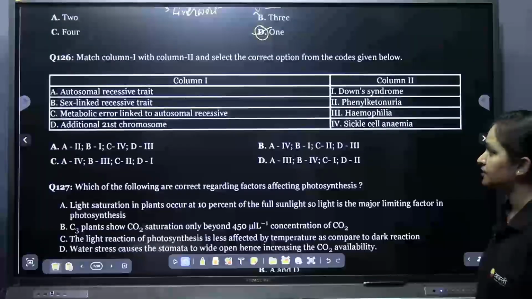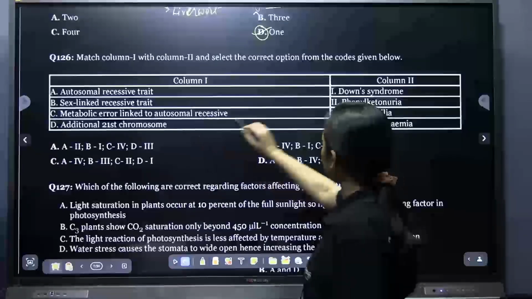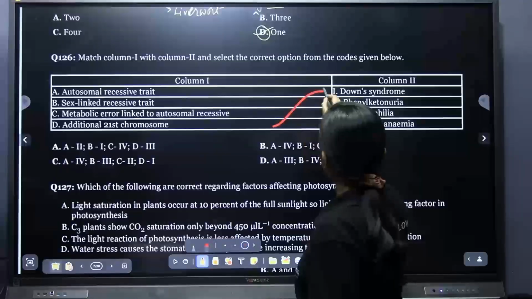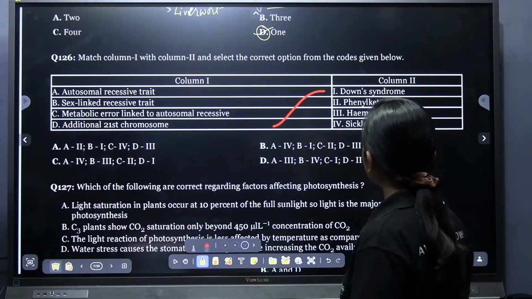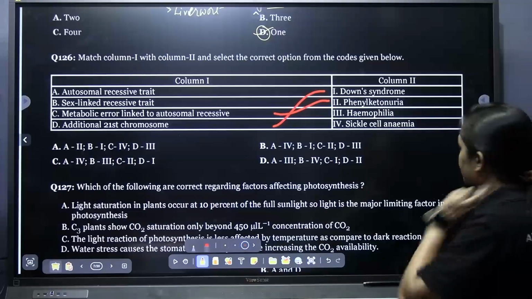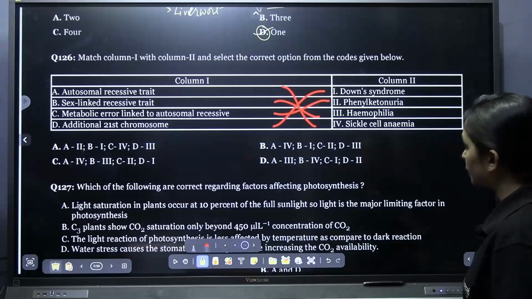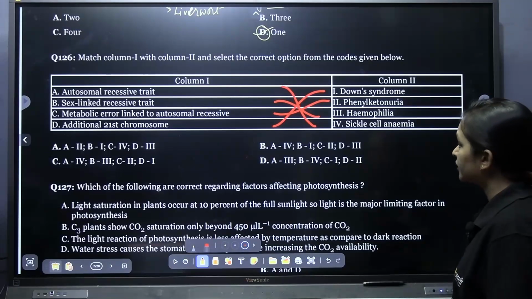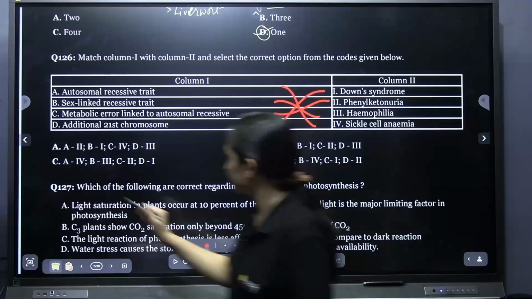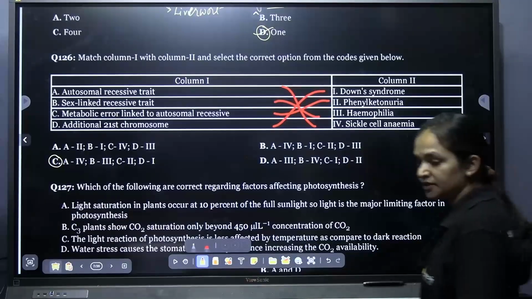Match column 1 and column 2. Okay, autosomal recessive, we will see. Additional 21st chromosome, that is trisomy 21, is Down syndrome. Metabolic error linked to autosomal recessive is phenylketonuria. Sex linked recessive is hemophilia, and autosomal recessive is sickle cell anemia. So, A4, B3, C2, D1. Yes, so C is the correct answer.